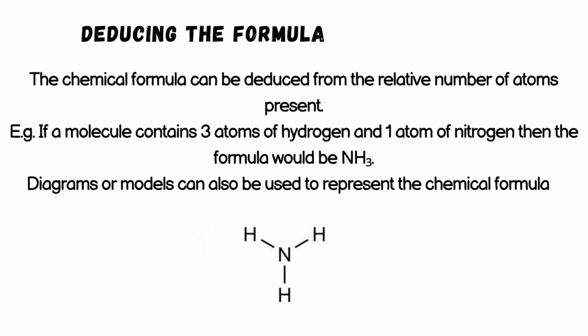How to deduce a formula? The chemical formula can be deduced from the relative number of atoms present. Example, if a molecule contains 3 atoms of hydrogen and 1 atom of nitrogen, then the formula would be NH3. Diagrams or models can be used to represent the chemical formula NH3.